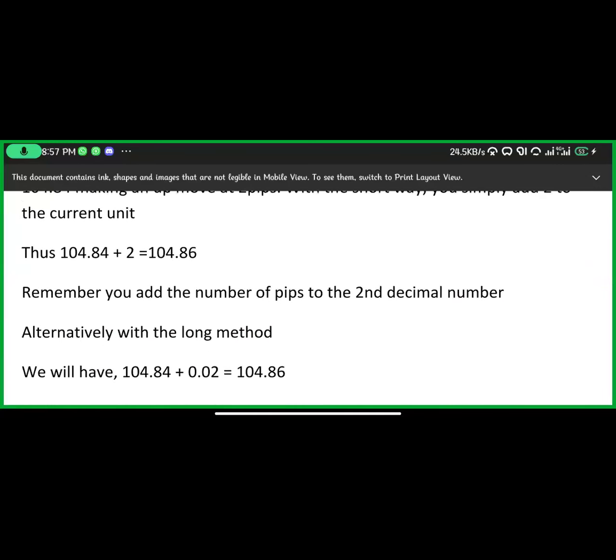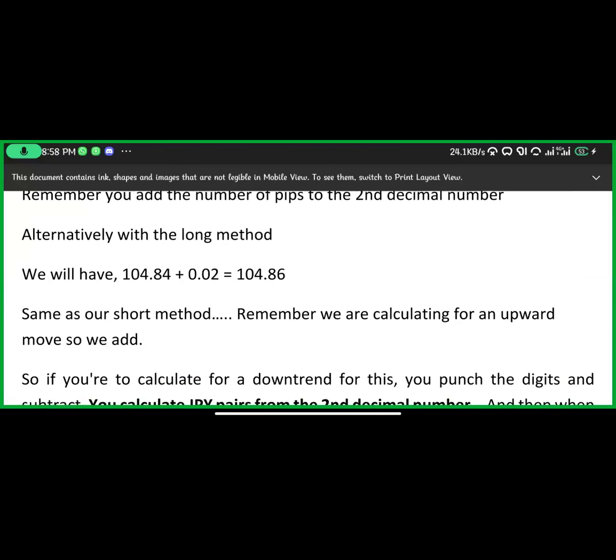Now, alternatively, let's do the long method. Because you are calculating for 2 pips, it's going to become 0.02. If you are calculating for 5 pips, it's going to become 0.05. But here we are dealing with only 2 pips added. So 2 pips added simply means 0.02. Then adding it to the current price that we have is going to give us 104.86. You can see that both the shortcut method and the long method of calculating it are the same.